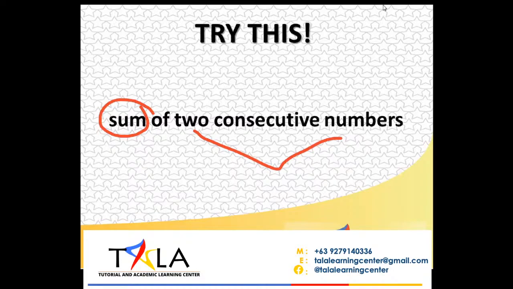Halimbawa, 4, anong kasunod niya? 5. 7, anong kasunod niya na number? 8. O kaya 6, di ba? So para hindi tayo maguguluhan, laging plus na lang yung isipin natin, mas mataas. 9, anong consecutive niya? 10. So, ano mapapansin mo? Kung yung unang number, ita-translate mo as x, yung pangalawang number, that's x plus 1. Okay? Now, nasulat mo na yung two consecutive numbers.